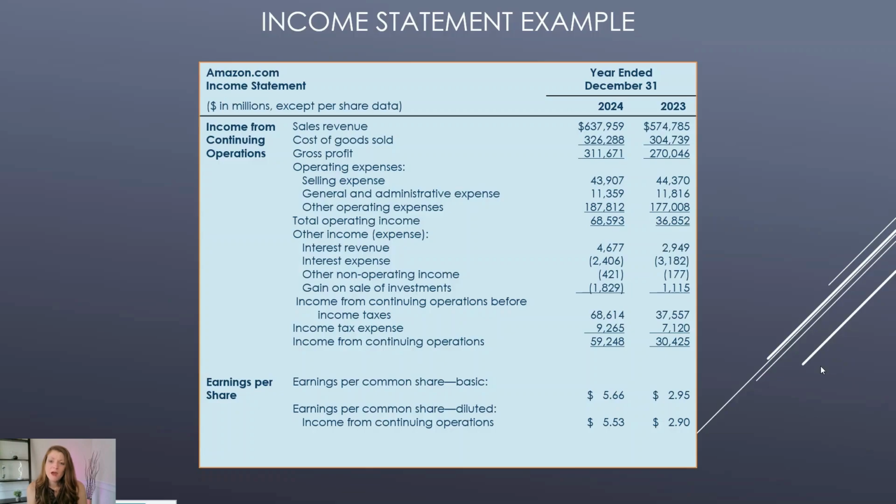Then we're going to see some other income. We've got some interest revenue and interest expense. Remember, those parentheses are going to show when it's a negative number, and they have some gains and losses as well. And then you'll see at the bottom here, they have their earnings per share. We are going to start with talking about earnings per share in the second video in this chapter and how that is calculated.